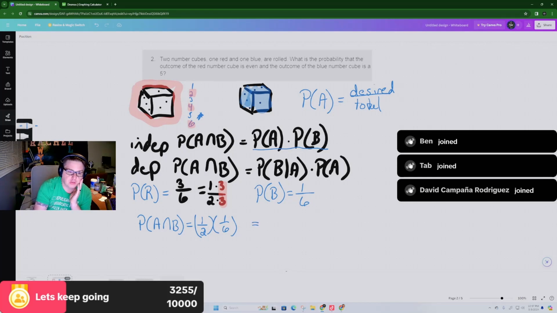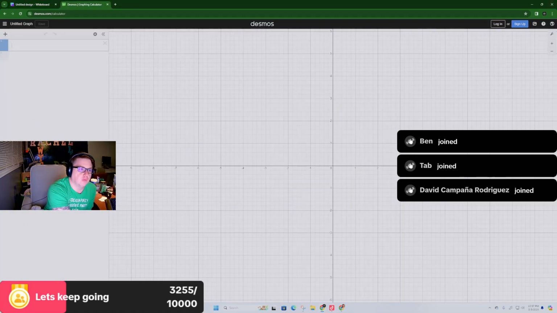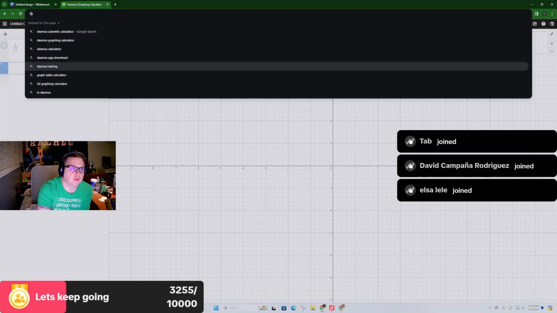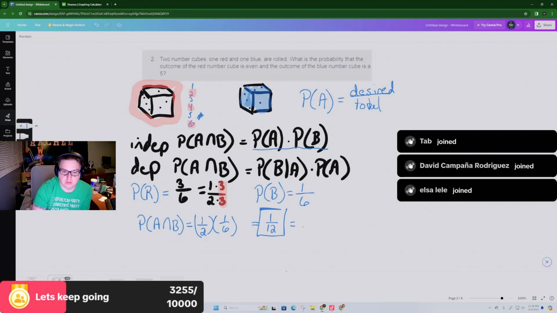And then just multiply straight across. So 1 times 1 is 1. 2 times 6 is 12, and this is simplest form. If we wanted to, once again, we like to convert ours into decimals. We have 0.083. Oops, sorry. So this is 0.083. And if we times it by 100, or we move the decimal place 2 places to the right, we get 8.3. And that's our percentage that we get. So there's an 8.3% chance of this outcome actually happening.